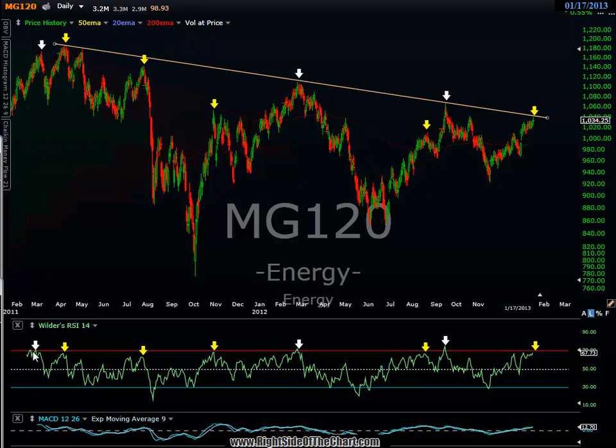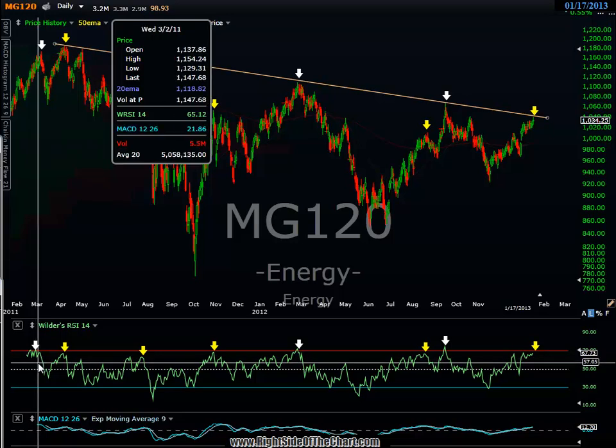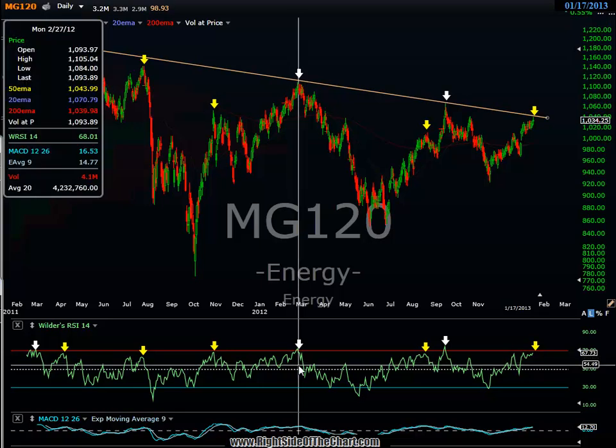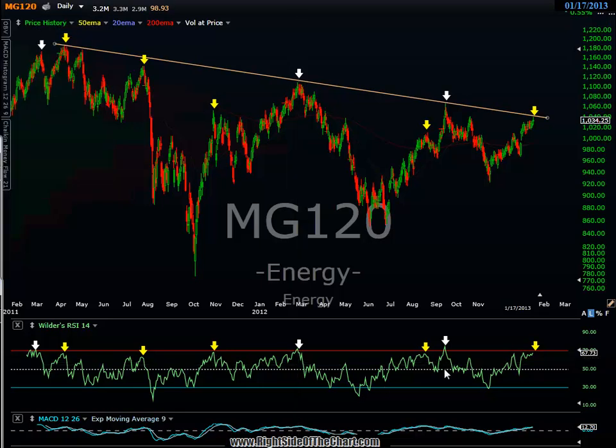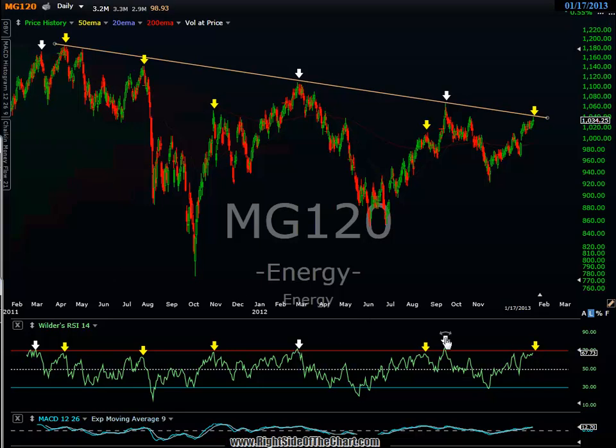Look at these overbought readings. I took white arrows and I marked every true overbought reading. The typical or traditional definition of overbought on the RSI is a reading of 70 or above, and so that's what these white arrows mark. And if you follow the vertical line up, you'll see that these overbought readings each and every time have signaled significant tops in the energy sector. So they were great sell signals by themselves, stand alone, but of course you want to use these in conjunction with other indicators if possible.